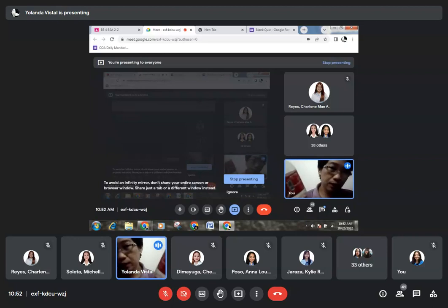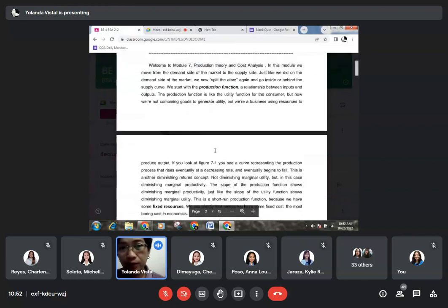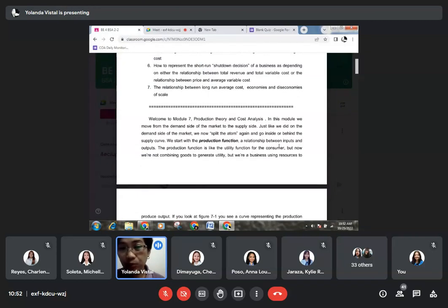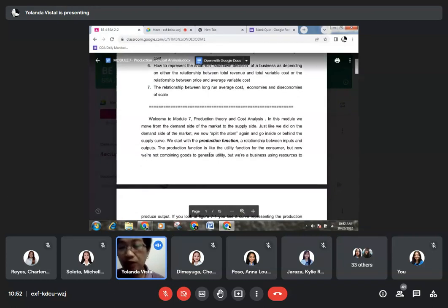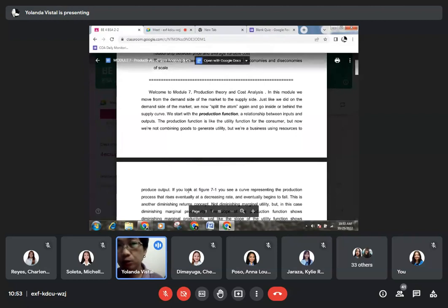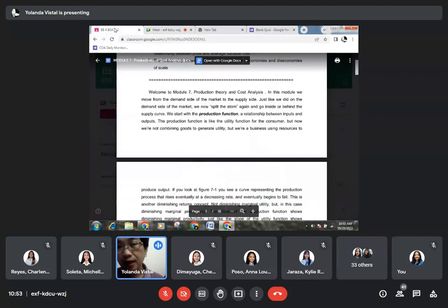Ngayon, talking about production function, so, have you read? Ito po, nakikita nyo. May production function. So, ang definition niya is a relationship between inputs and output. Production function is like the utility function for the consumer, but we're not combining goods to generate utility, but business using resources to produce output. If you're going to read further in this module, you will find inputs like labor and capital.